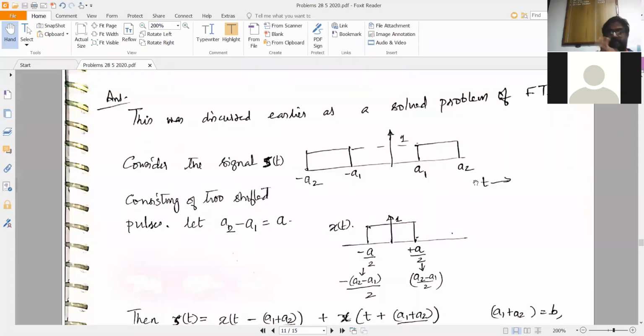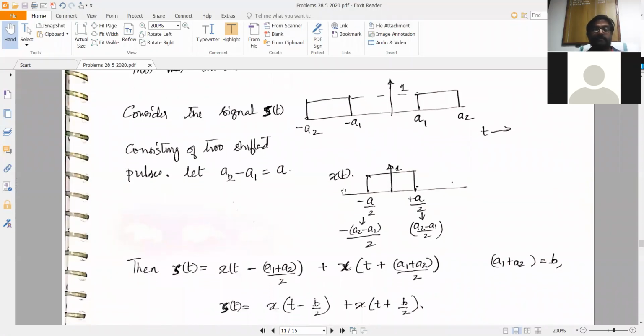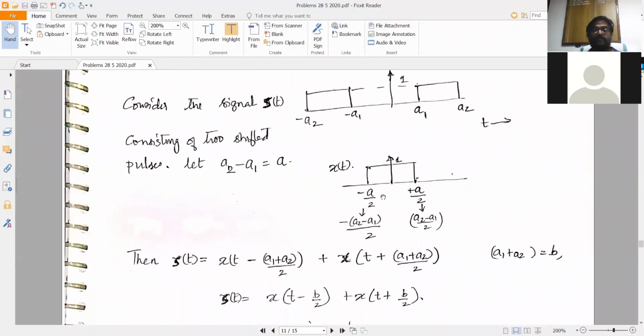So what we'll do is, we will represent A2 minus A1 as equal to A. So we will call this A2 minus A1 as A. And then consider this function, x of t, extending from minus A by 2 to plus A by 2.